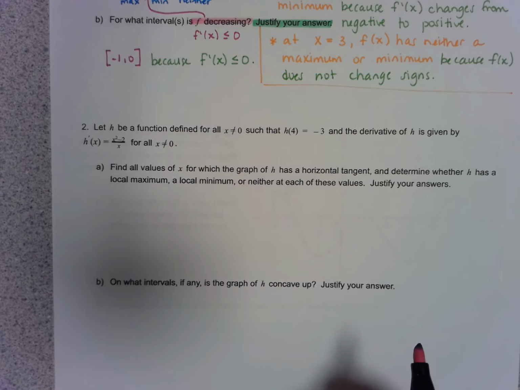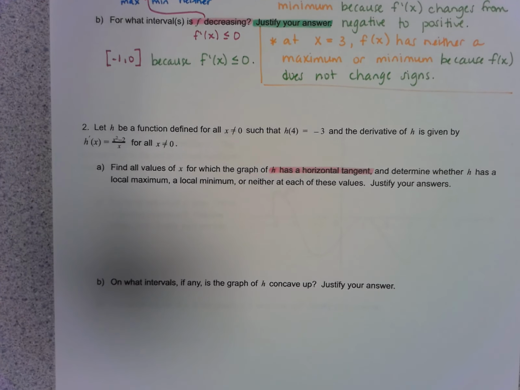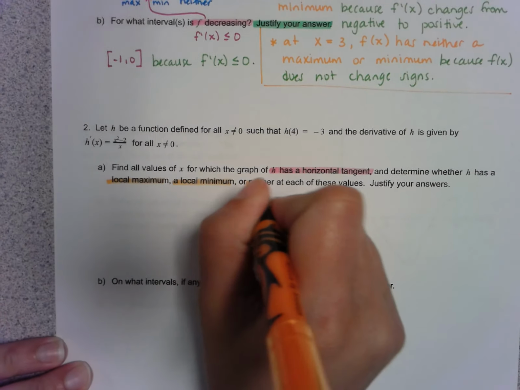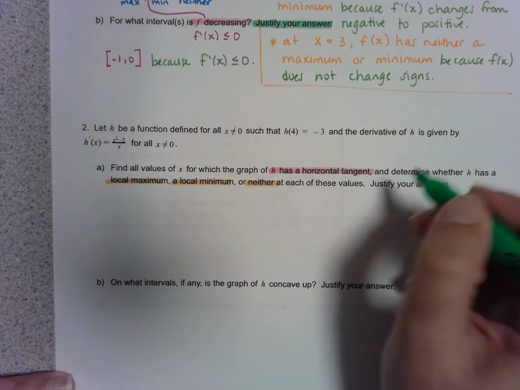Find all the values of x for which h has a horizontal tangent line. Then determine whether h has a maximum, a minimum, or neither at each of these values. And finally, justify your answer.